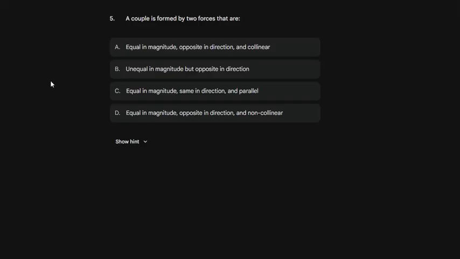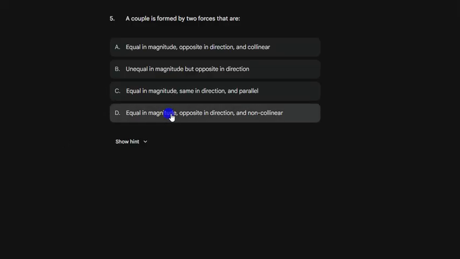Look, for a couple to form, equal magnitude is required, opposite direction is required, and both forces should be parallel. Equal in magnitude, opposite direction, non collinear. If collinear, a couple cannot be formed. Minimum some distance must remain between them. That's why this is called your non collinear forces.